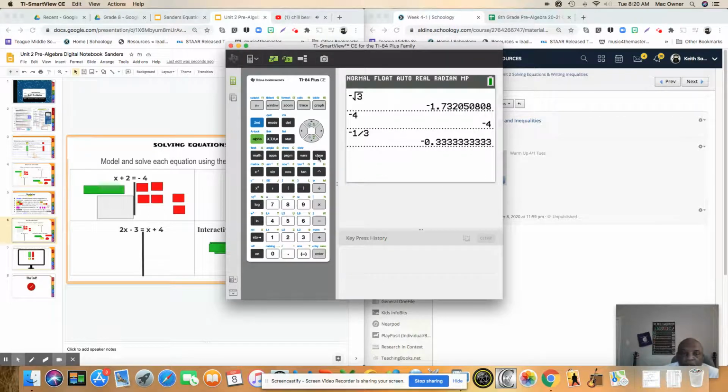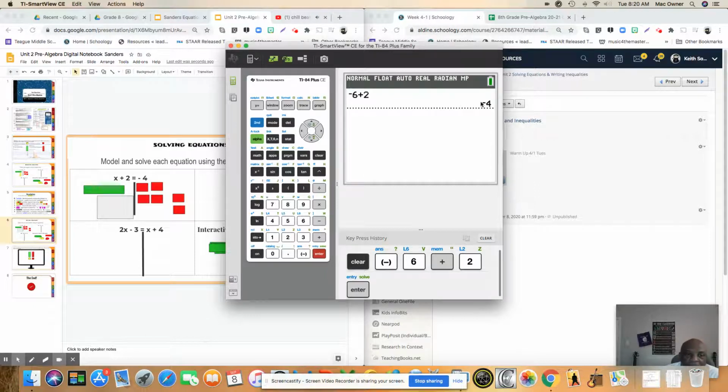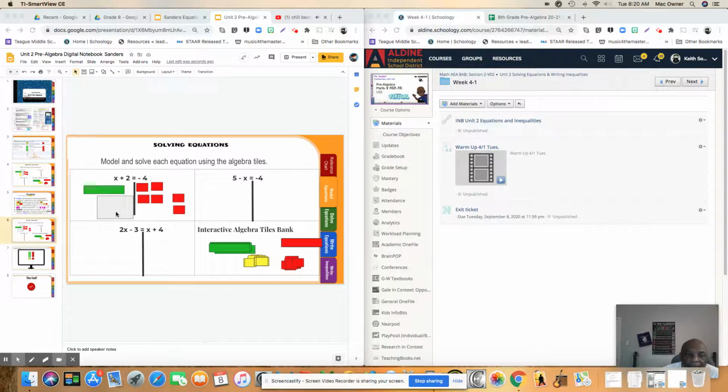All right, here we go. I'm just going to clear this part and let you see this. So -6 plus +2, yeah, that does equal -4. So it makes sense that my answer makes sense. So I know I got that problem right.